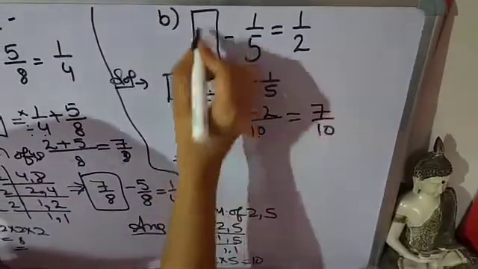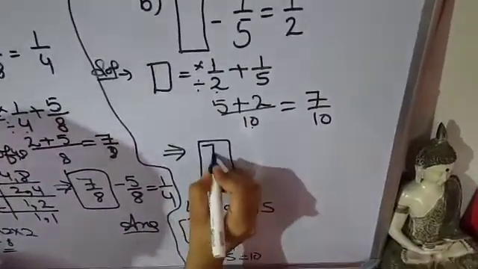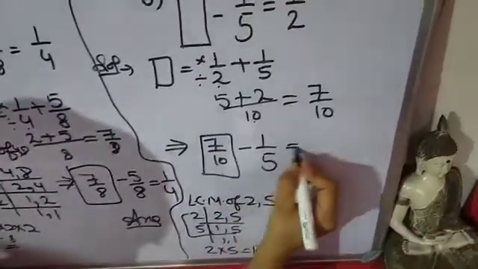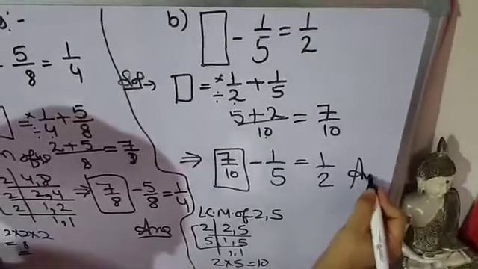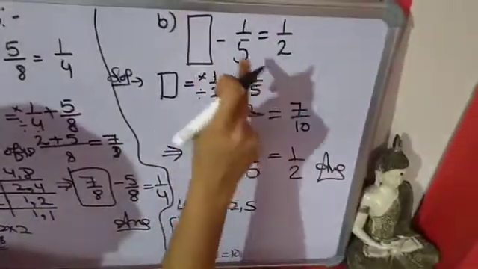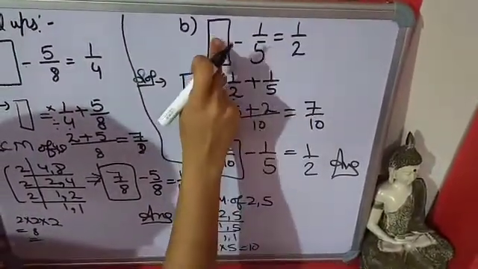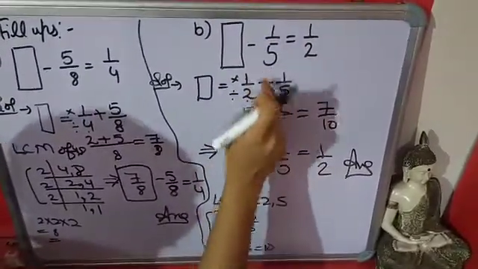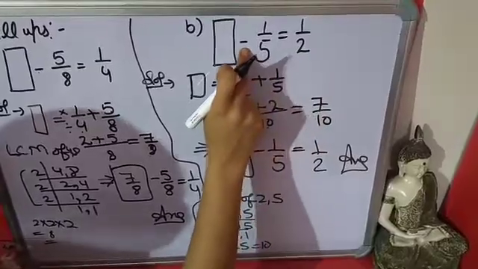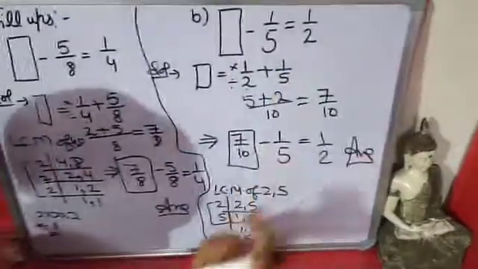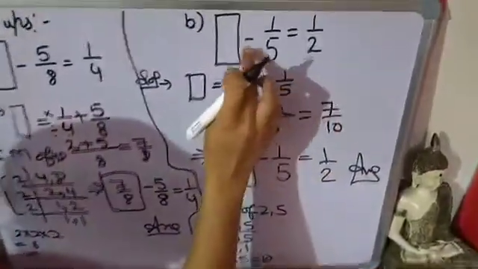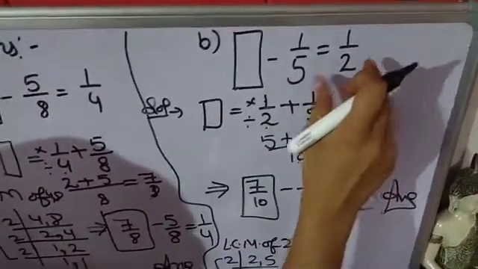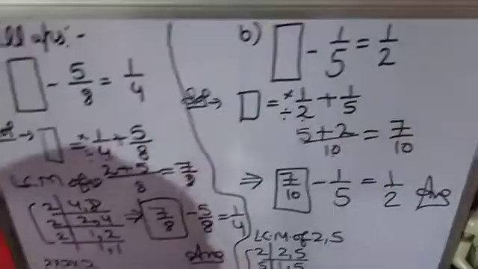So how will you write it? In the box you will write 7 upon 10 minus 1 upon 5 is equal to 1 upon 2. This is the answer. So remember this: when denominators are different and you have to find a fraction from the quotient, then that fraction will go to the other side. If it is minus here, then it will be plus there. If this fraction is plus here, then when it goes to that side, it will be minus.